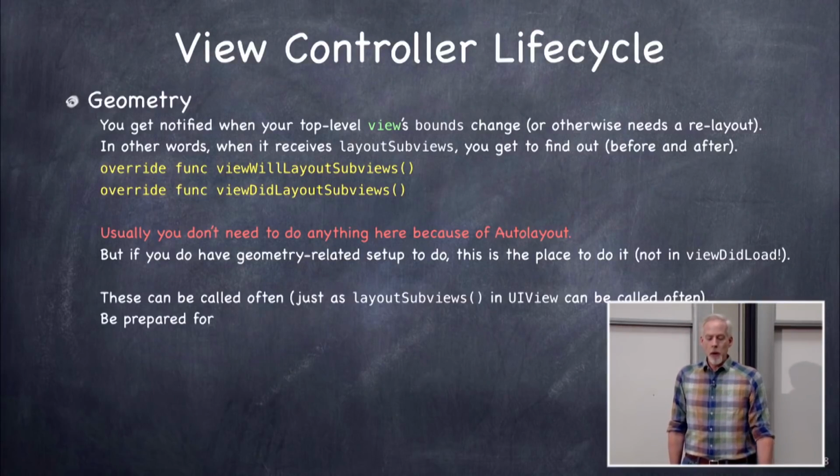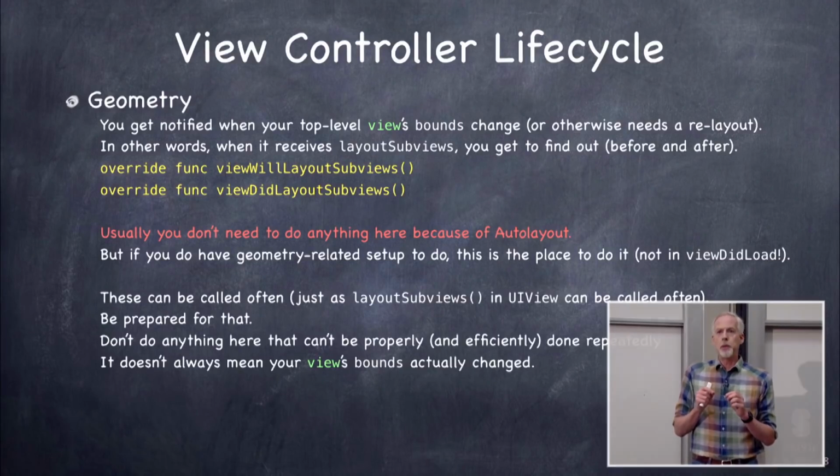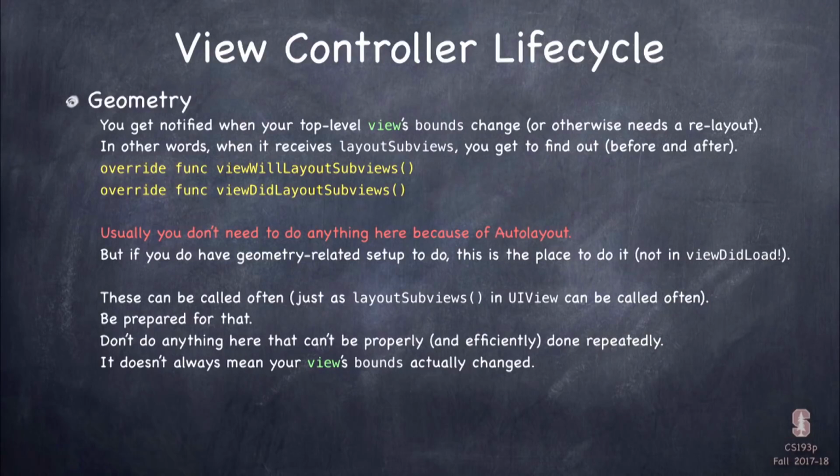Now, one thing about these two methods you have to be aware of, they could be called quite often. Okay? And at times you might be surprised, like, whoa, nothing changed. The bounds didn't change, nothing changed with the subviews. Why did this get called? Well, the system is allowed to lay out the subviews, ensure the layout of the subviews of any view at any time. Maybe it wants to do an animation and it's laying out the beginning and end stage that it's going to do a flip between or something.